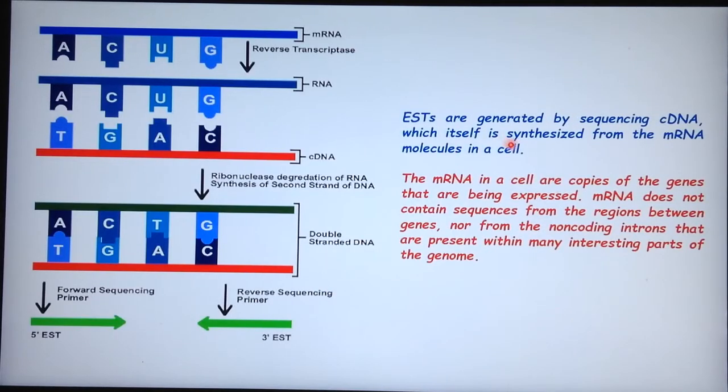Now the ESTs are generated by sequencing cDNAs, which themselves are synthesized from the mRNA molecules in the cell. The mRNAs in a cell are copies of the genes that are being expressed. So this is basically the expressed part of the genome. If we map ESTs on the chromosomal map, that means we are coming up with gene maps. And mRNA does not contain sequences from the regions between genes, nor from the introns that are present within many interesting parts of the genome.